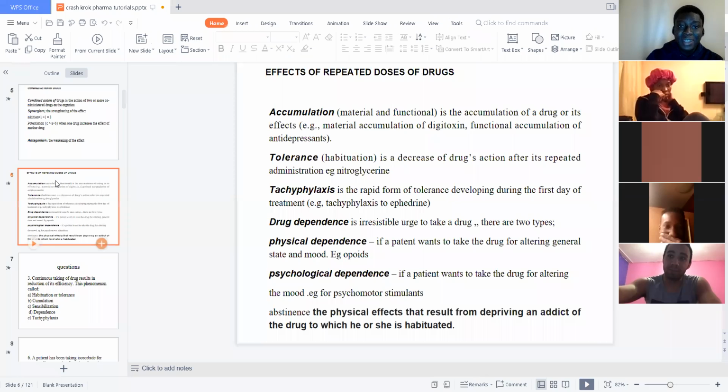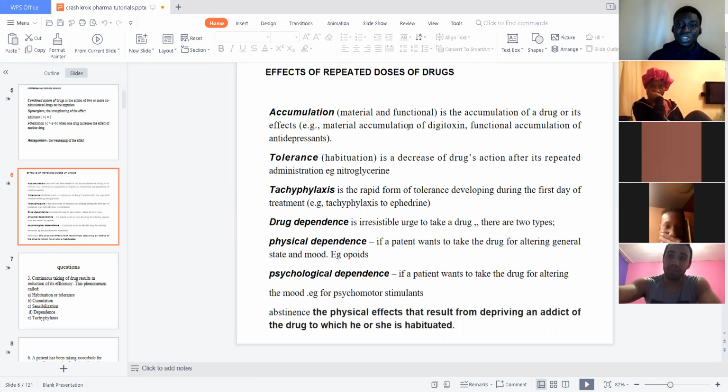Next is accumulation. This occurs when you take a drug and it accumulates in your body. There are two types of accumulation, material accumulation and functional accumulation. What's the difference between material and functional? Material accumulation occurs when the drug is still in your system, so it hasn't been eliminated. Functional accumulation occurs after the drug has been eliminated, so even after the drug is out of your system, you're still going to feel its effects.